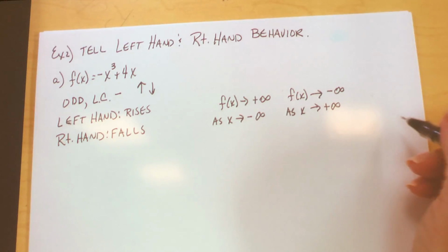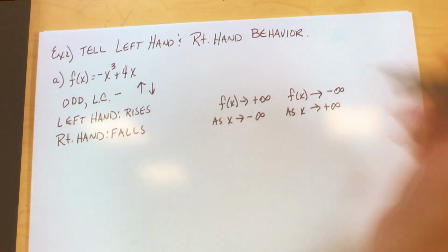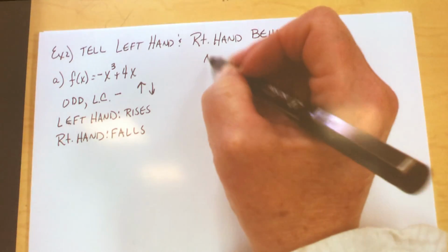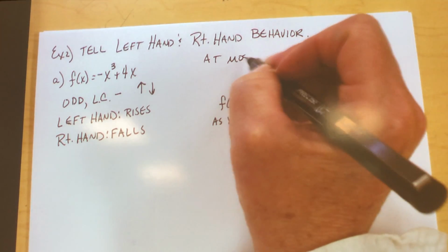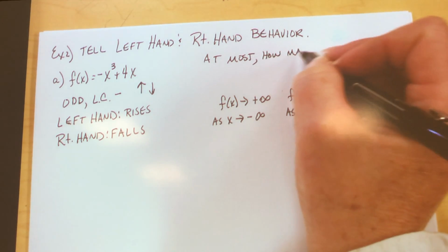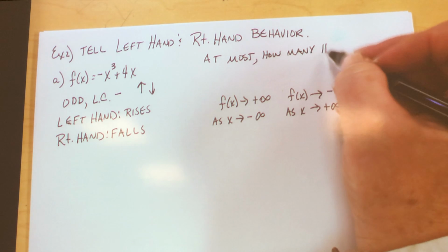Okay? Here's my next question. I'm not gonna tell you where we're getting this. I just want to see if you can catch on. At most, how many humps? Two. Very good. One less than the highest exponent, right?